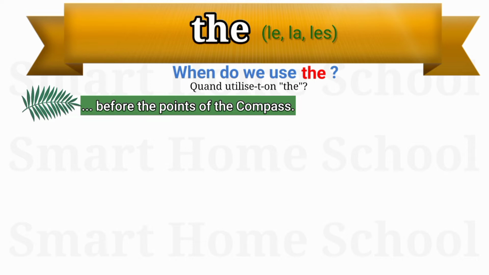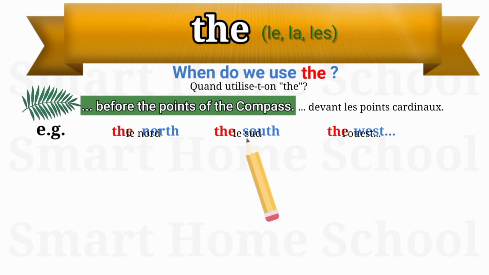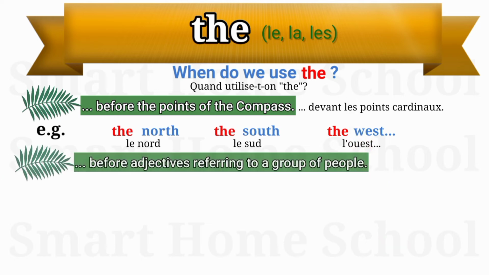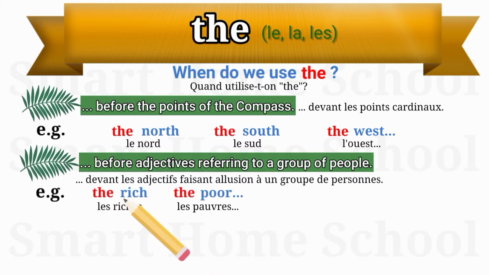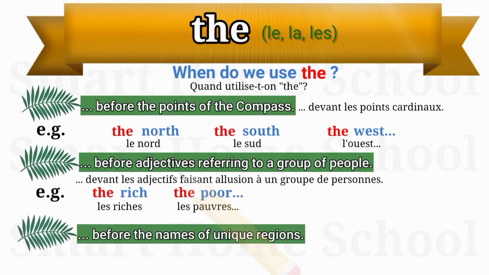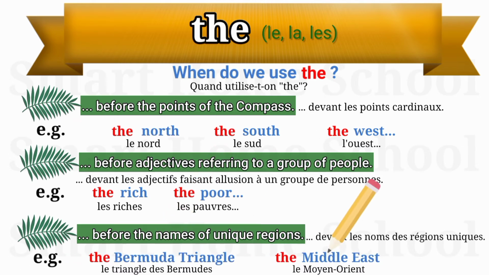Before the points of the compass. The North, the South, the West. Before adjectives referring to a group of people. The rich, the poor. Before the names of unique regions. The Bermuda Triangle, the Middle East.